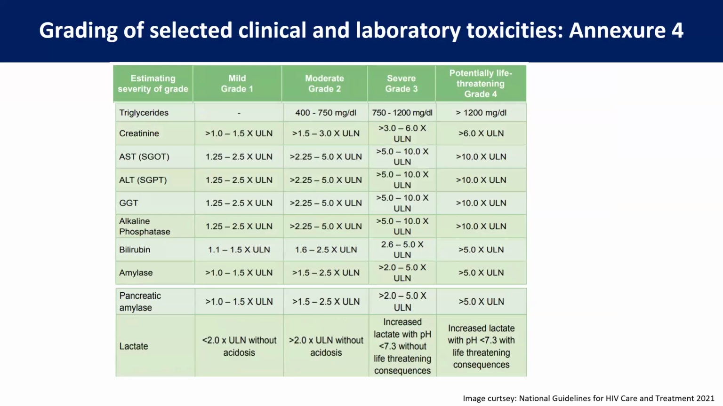And in case of creatinine level, if it is more than 6 milligram per deciliter, that is life-threatening grade 4 toxicity, you have to stop the antiretroviral. And in case of AST and ALT, up to 5 times elevation of the hepatic transaminase enzyme levels, you have to observe and continue the antiretrovirals. Beyond that, you have to stop the drugs. A similar thing happens for grade 4 toxicities of alkaline phosphatase, bilirubin, amylase, pancreatic lipase, and lactate.